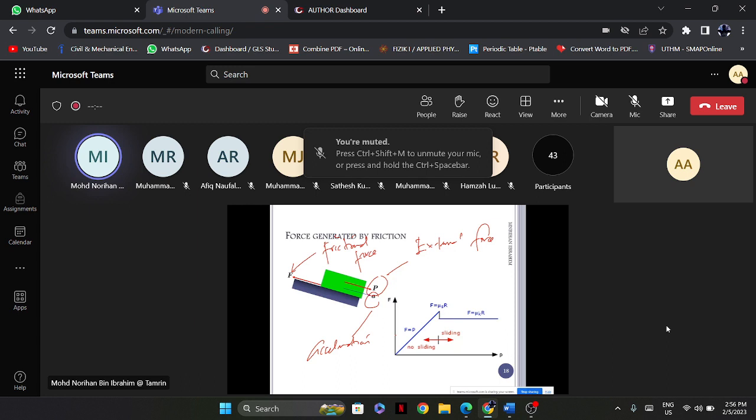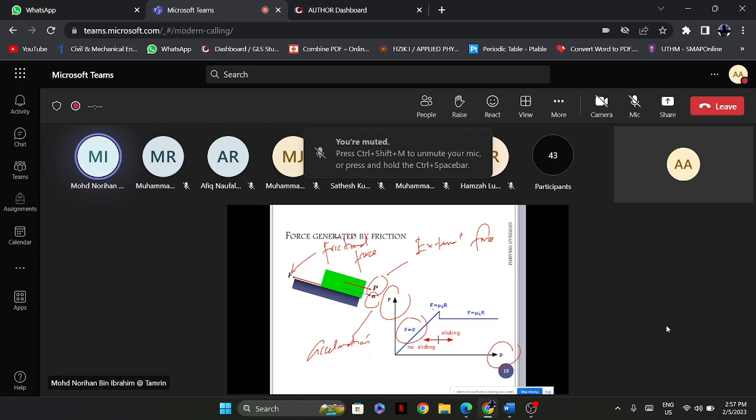So this graph actually represents the friction force versus the external force P. When F is equal to P, no sliding occurs. So it means when we apply a force to an object, whether it is on a slope or a surface that is not horizontal, the frictional force F is equal to P, as long as P does not exceed F.